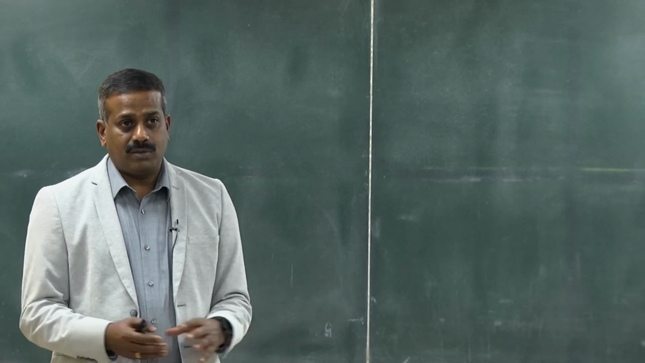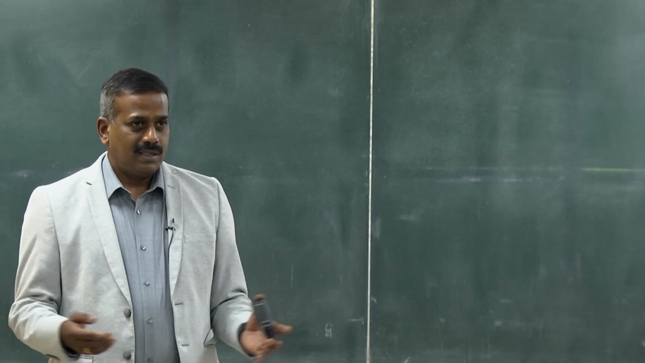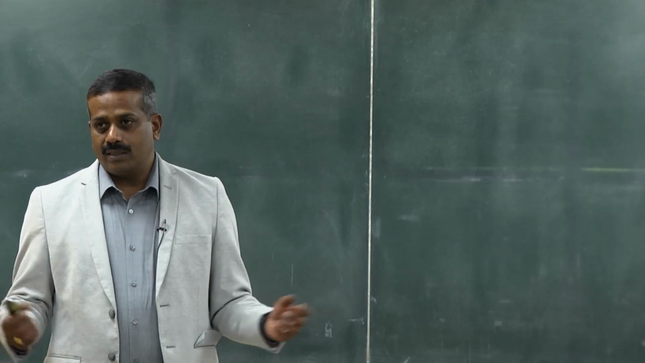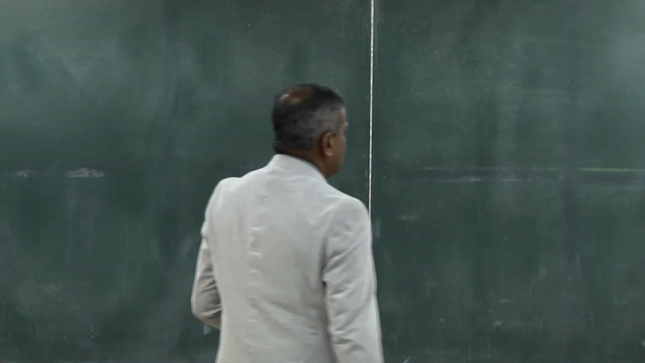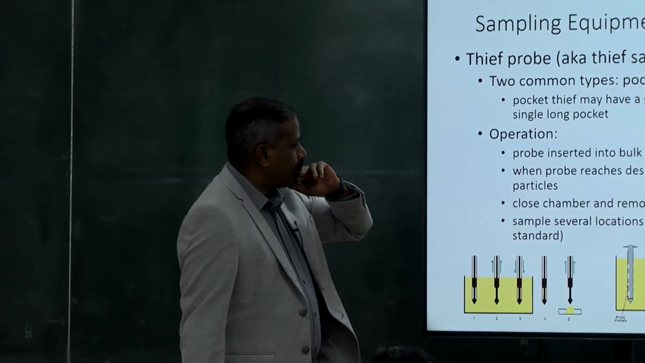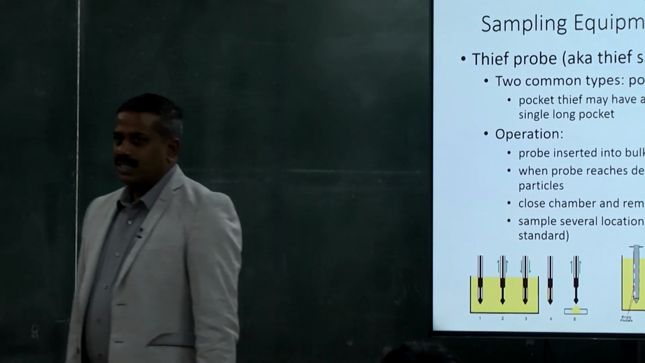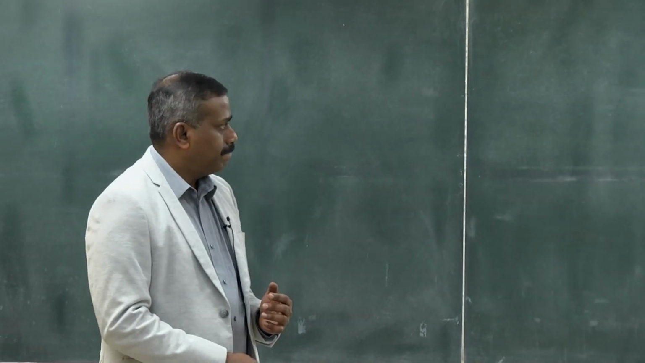It's very common in large storage structures if you cannot subsample otherwise. For example, large grain storage structures, grain bins, large structures where we store fertilizers, etc. You cannot use any other subsampling. So you'll have to use these kinds of thief probes or pocket probes. Again, very easy and simple to use, but it gives a decent amount of subsamples from the bulk.